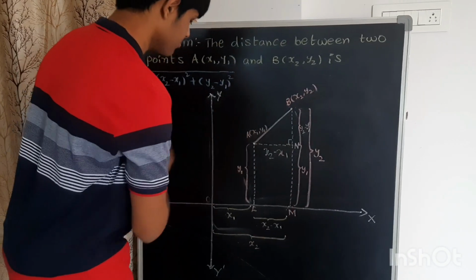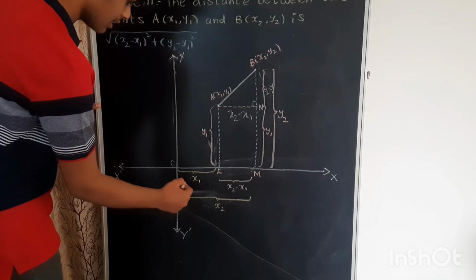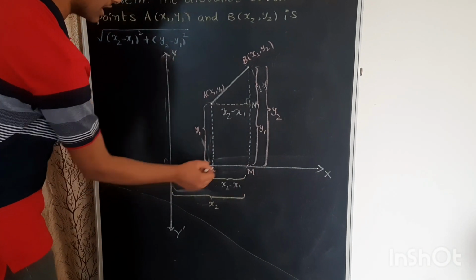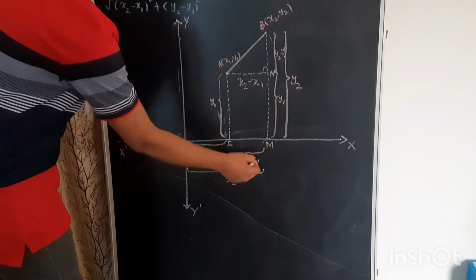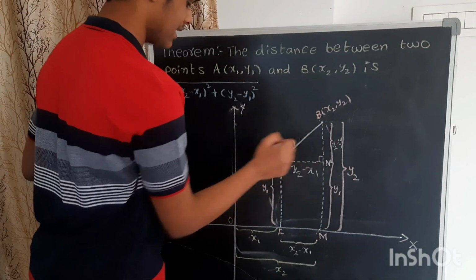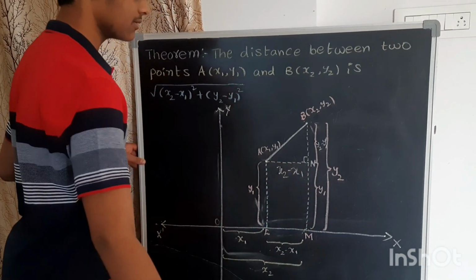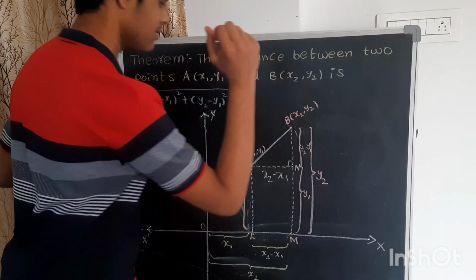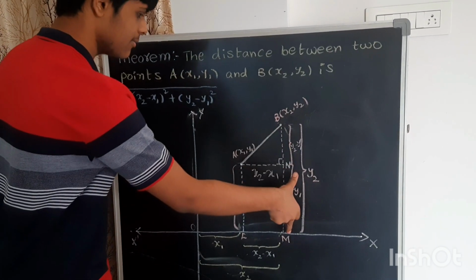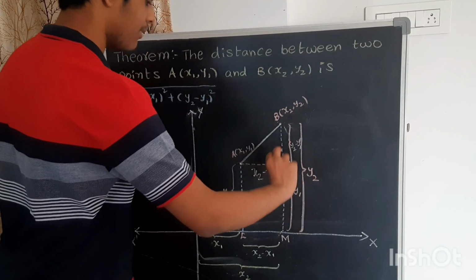So what is LM? LM is nothing but OM minus OL, that is x2 minus x1. Now draw a line AN which is parallel to LM, that is x2 minus x1. What is BN? BN is nothing but BM minus NM, that is y2 minus y1.